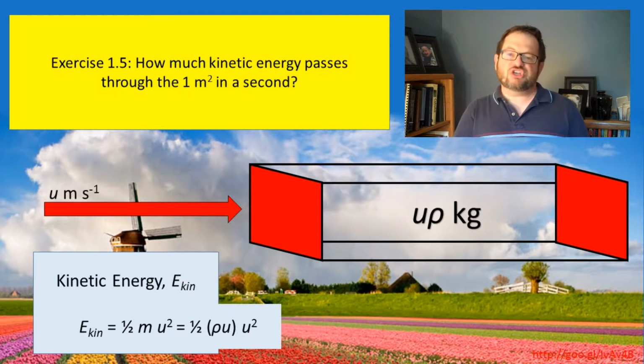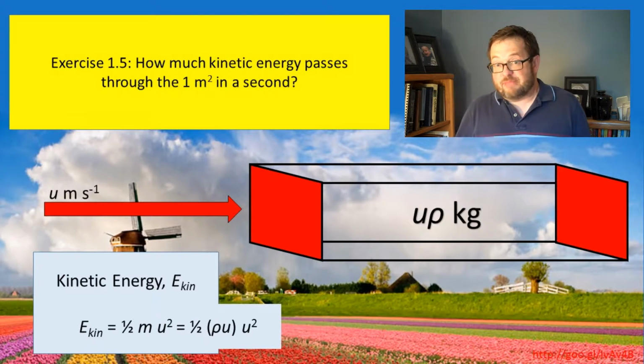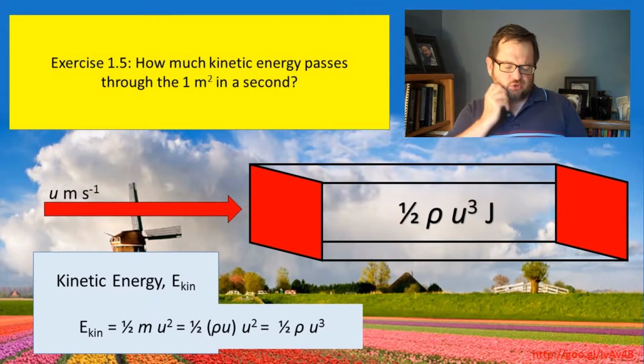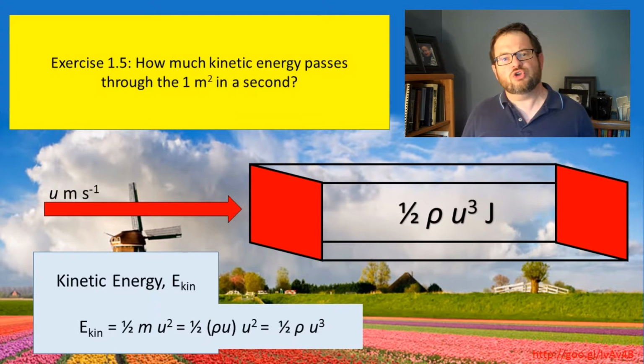So if I take my little definition there that I had of kinetic energy of 1/2 mu squared, and I take that mass out and I replace it with U times rho, because that is what the mass passing through that box every second is, hey, I can do a little arranging there and see that it's actually 1/2 rho times U cubed. It's proportional to the cube of the wind speed.